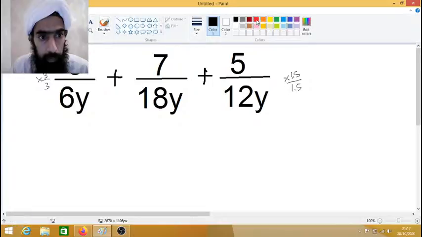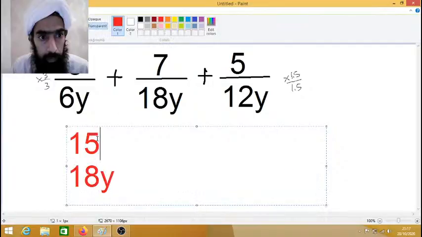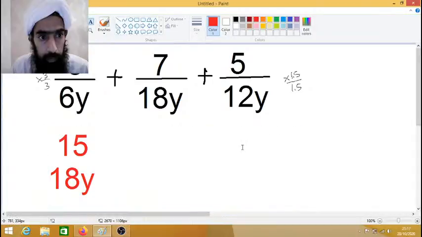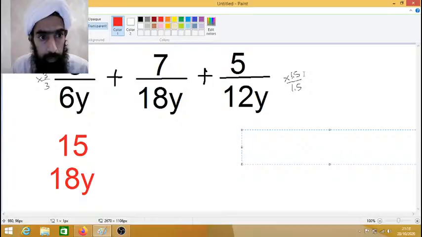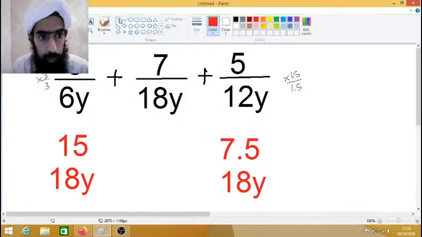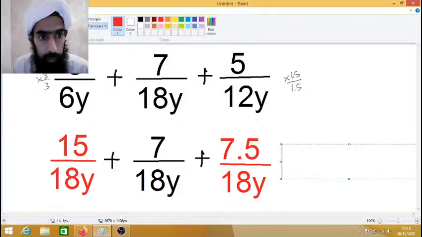So let's work out what the new fractions are going to be. The first one is going to change from 5 over 6y timesing 3 over 3, that would mean 15 over 18y. The second one's going to stay as it is, and the third one I'm going to times by 1.5 over 1.5, so that's going to be 7.5 at the top, 18y on the bottom. And the denominators all match up, which is fantastic, and I'm ready to go.